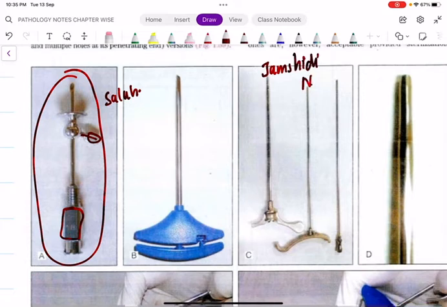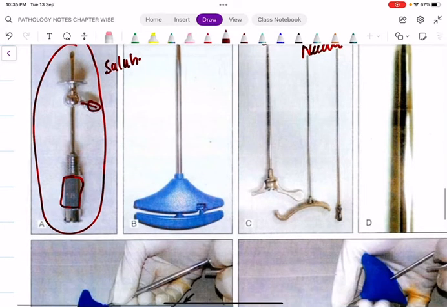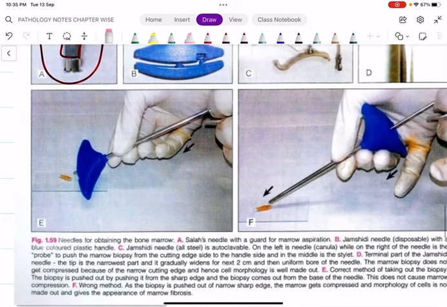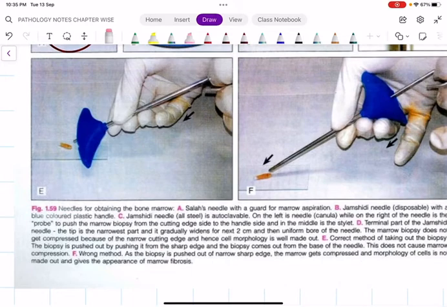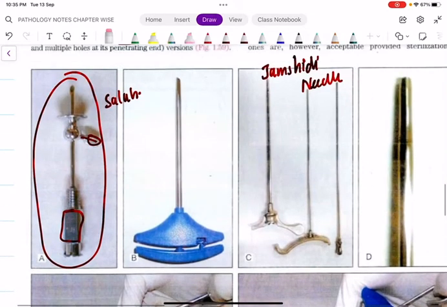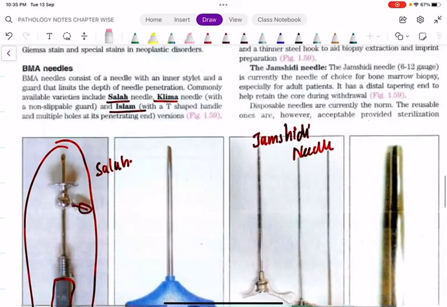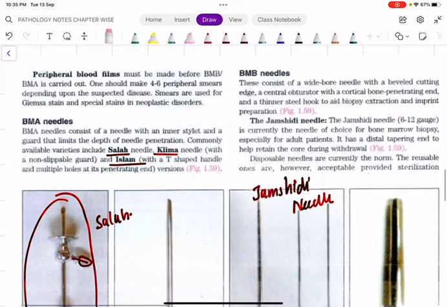What is the name of the needle? It is called the Jamshidi needle. This is the same Jamshidi needle, but an extra plastic handle has been attached to hold it firmly and do the procedure easily. This is how the bone marrow biopsy is being performed. Remember Salah and Jamshidi needle. Jamshidi needle is autoclavable. So Salah, Klima and Islam are for aspiration, and the Jamshidi needle is for biopsy.